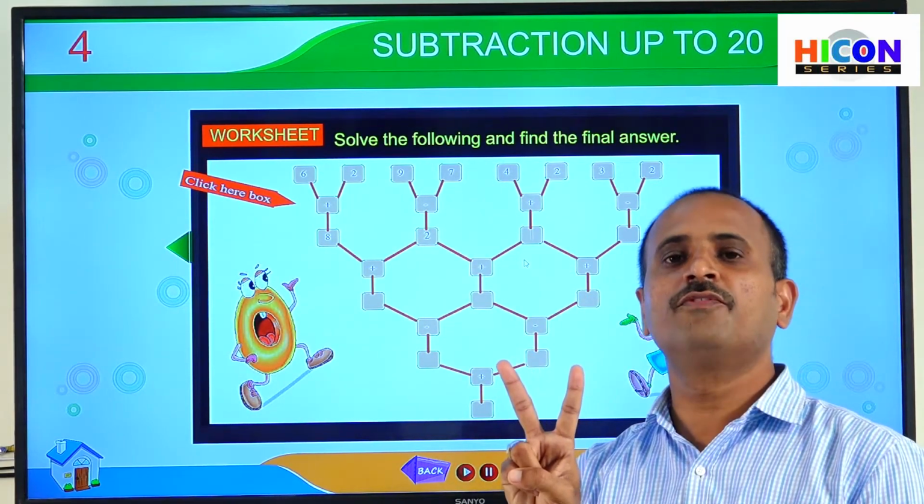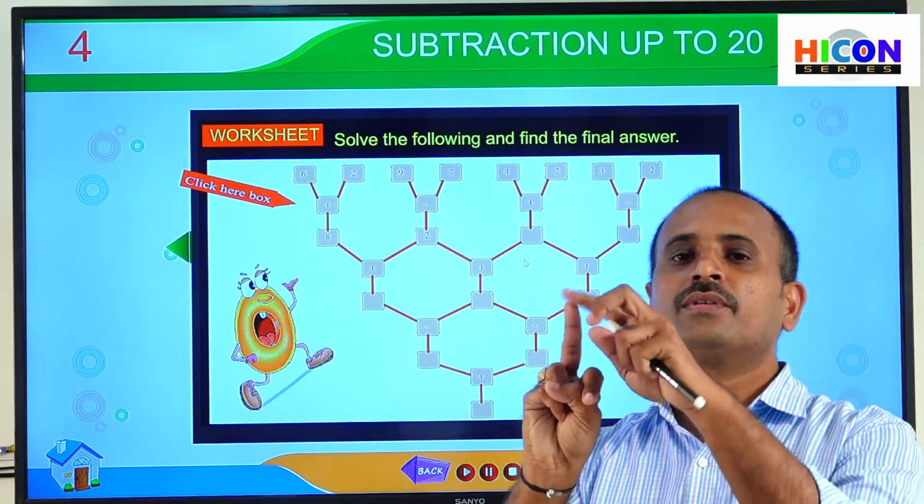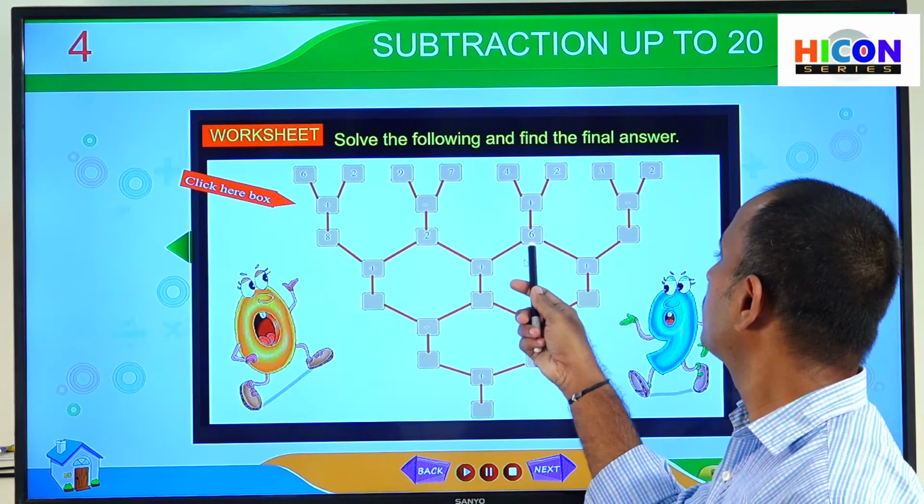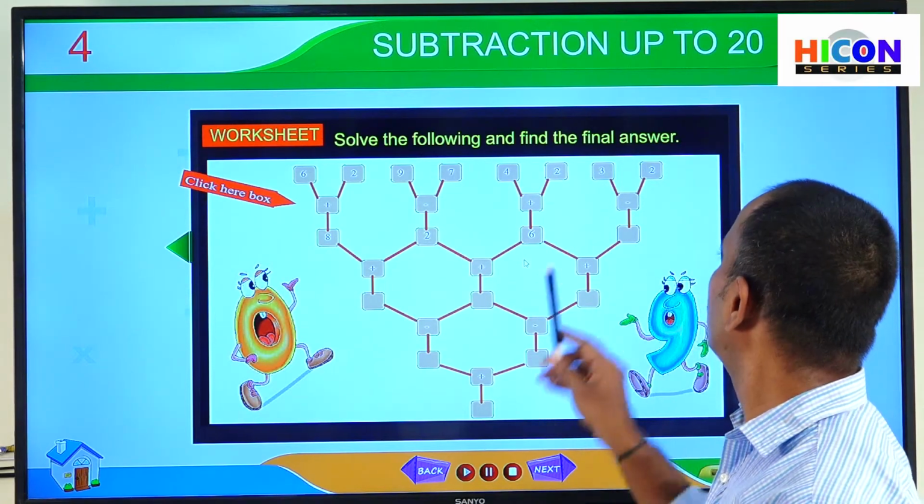So start counting from 5. So 5, 6. So the answer is 6. So the sum is 6. So write 6 in this box. Next, go to the next one.